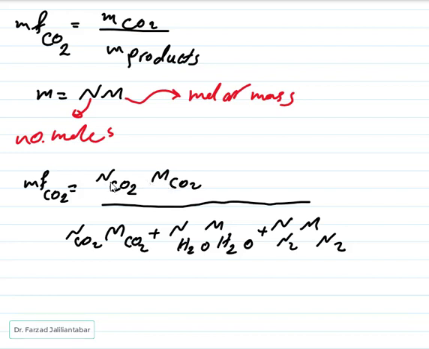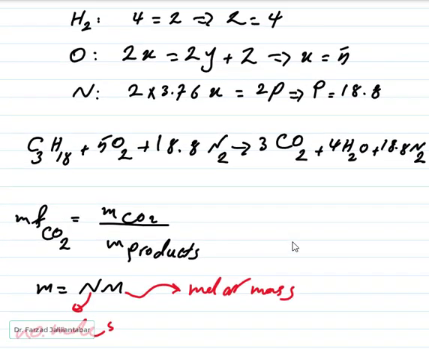So we know the moles of each component. We know the number of moles of the CO2 and the H2O, and also for the nitrogen, the mole of them can be found from this equation. The mole of the CO2 is 3, mole of the H2O is 4, and the mole of the nitrogen molecule is 18.8. Okay, so we have all of them.